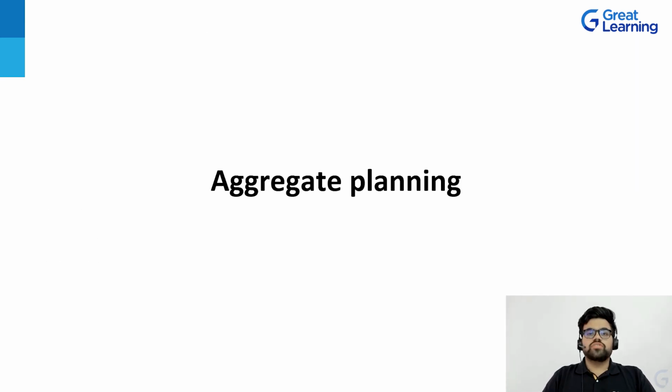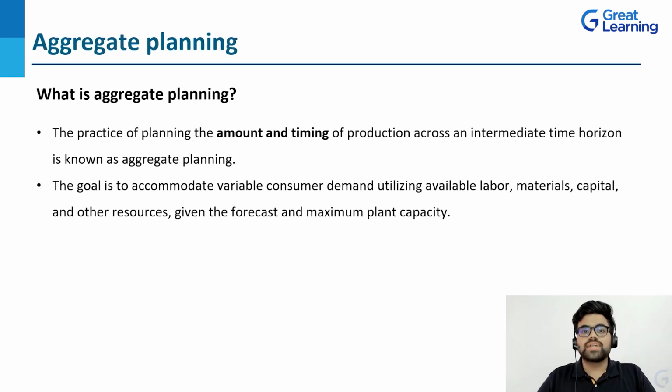So let's talk about the first module, that is aggregate planning. Now, what does aggregate planning tell us? Aggregate planning is the practice of planning the amount and timing of production across an intermediate time horizon. Now the terms here, amount and timing, hold value. Why? Because aggregate planning tells us when and what needs to be manufactured. Also, it helps us to maintain the total cost of production at the minimum level.